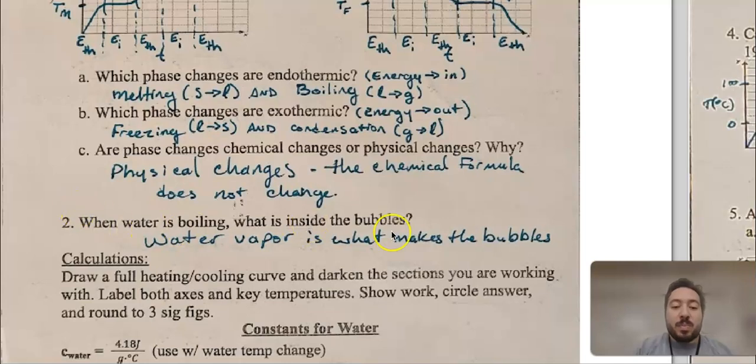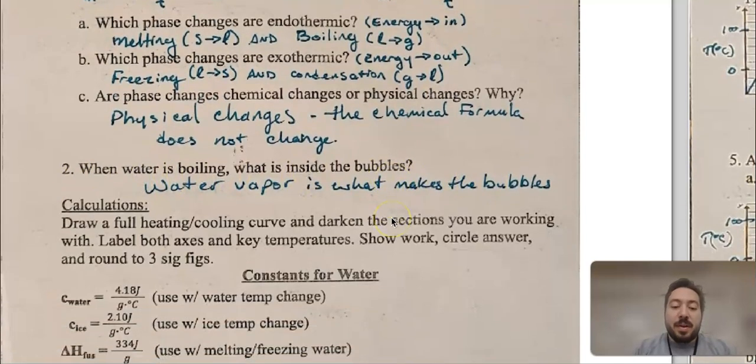When water is boiling, what is inside the bubbles? So again, we're changing the water from a liquid to a gas, and so those bubbles are going to be gas bubbles of water vapor. And so water vapor is what makes the bubbles. We're not breaking it apart. Again, we just said that it's a physical change. So it's a physical change. It's still water, and it's just going to be hot enough to be a gas in that state.